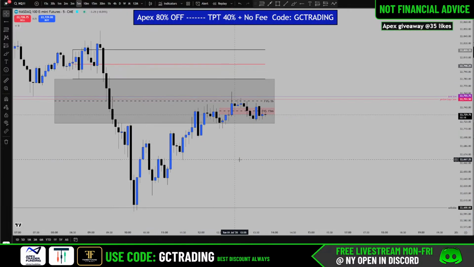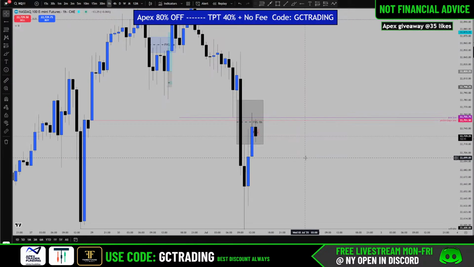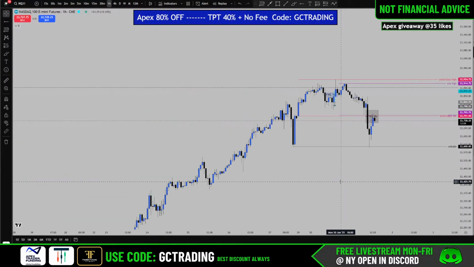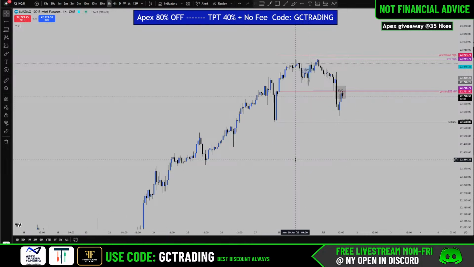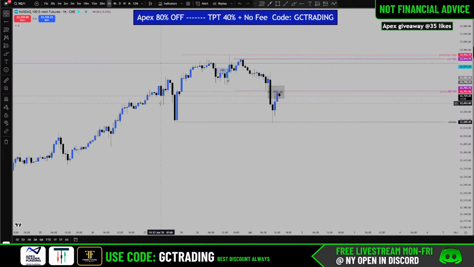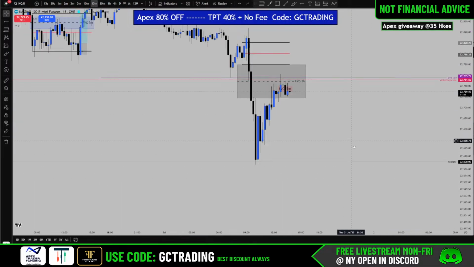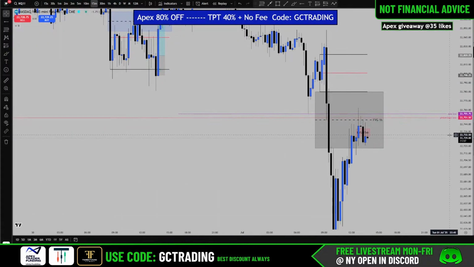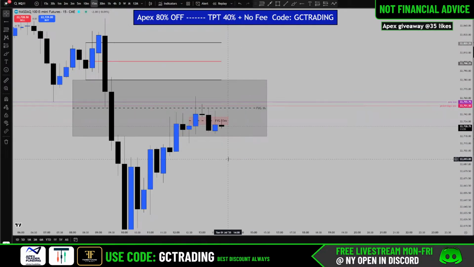Check ES, or sorry, NQ. Okay, so NQ is still holding that gap, this hourly gap. I don't think we went lower though. I could be wrong, but I feel like we went higher. It definitely is tricky right now. But this morning was pretty solid.